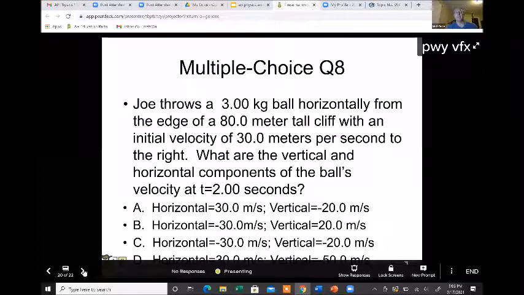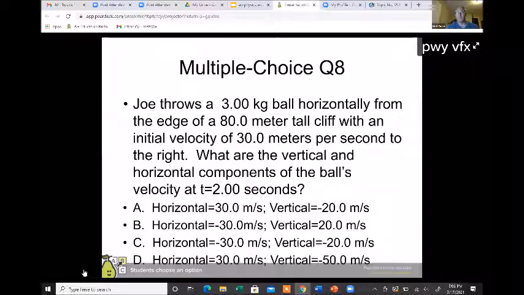All right, so number 8 is a continuation of 7. Same prompt. This time though, what are the vertical and horizontal components of the ball's velocity at t equals 2 seconds? All right, important question. You guys tell me what happens to the horizontal velocity during projectile motion, assuming that we don't pay any attention to drag or air resistance. Nothing. What happens to the horizontal velocity of an object during projectile motion? It doesn't change.